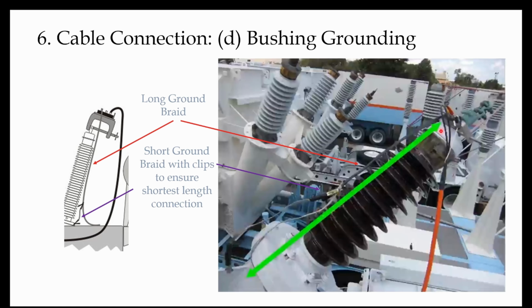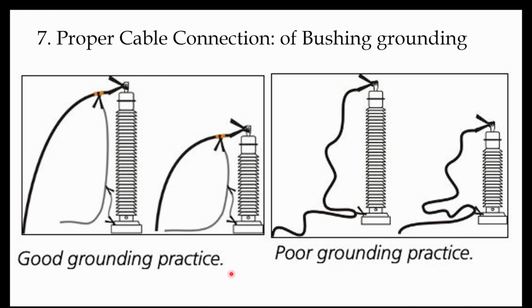From the C clamp the long ground braid is connected and the other side is left hanging. Then short ground braid with clips are taken and one end is connected with the transformer flange and the other end is connected with the long ground braid. This is to make sure that shortest possible length is taken between the C clamp and the transformer flange. Here we can see proper cable connection of the bushing grounding.